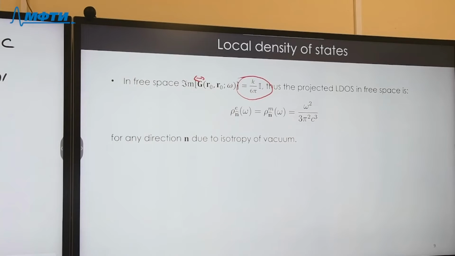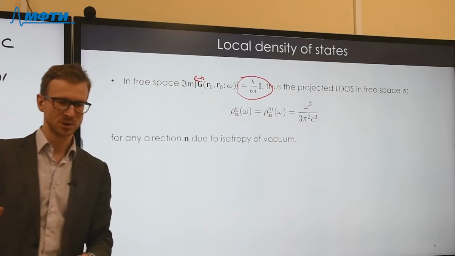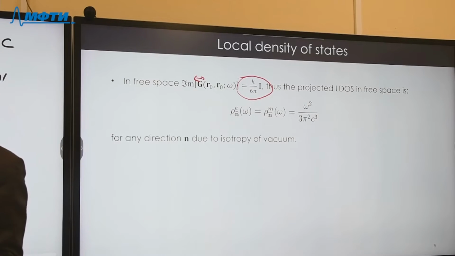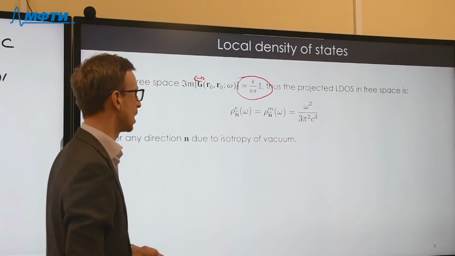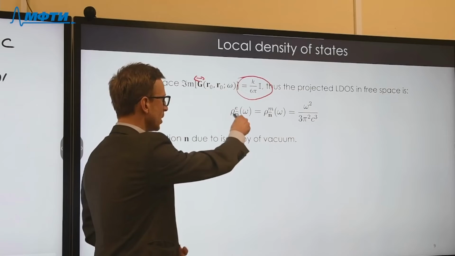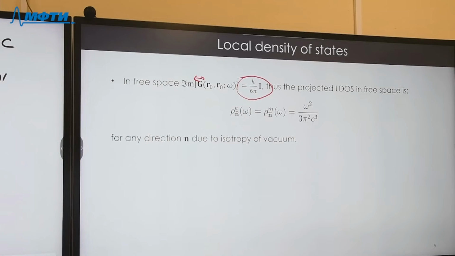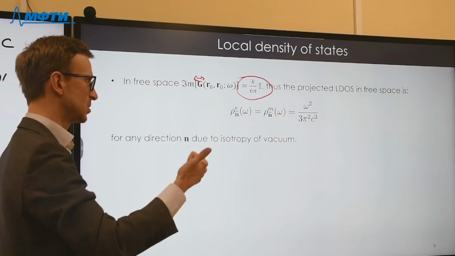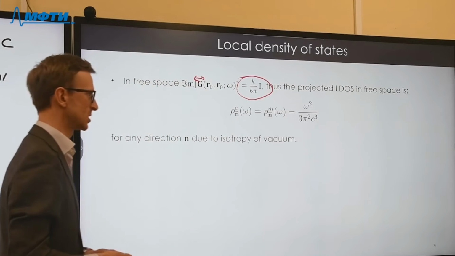And of course, in vacuum, electric and magnetic density of states are equal because vacuum is absolutely dual with respect to flipping electric and magnetic fields. And so electric and magnetic local density of states are equal in vacuum. These projected density of states are also identical for any direction of the unit vector because of the isotropy of vacuum. No matter in what direction you look, no matter onto what direction you project the density of states, you should obtain absolutely the same result.